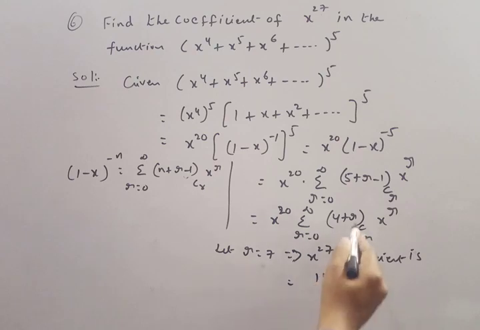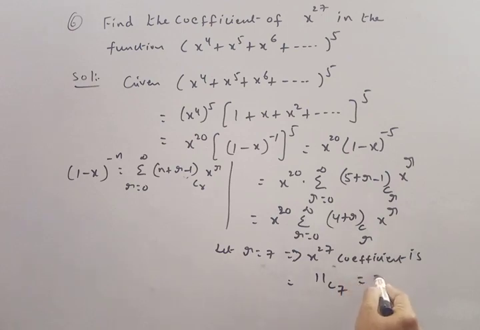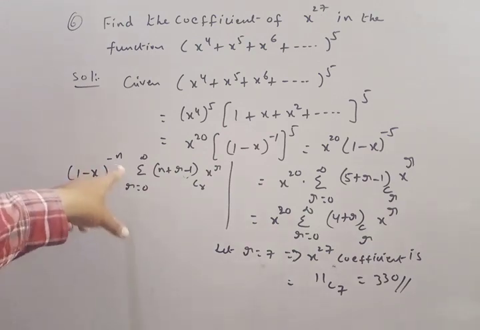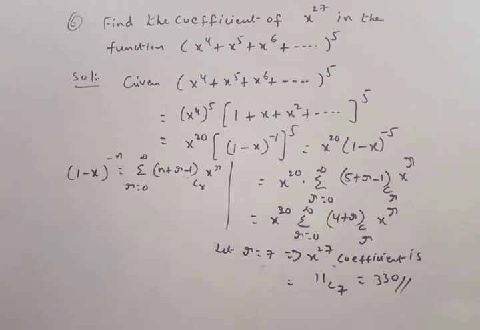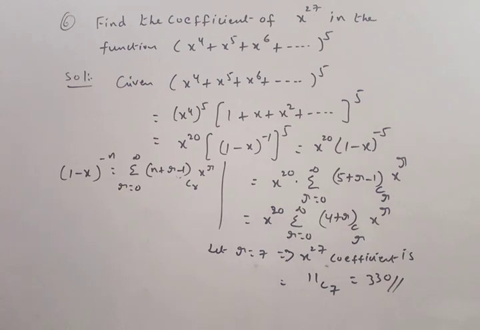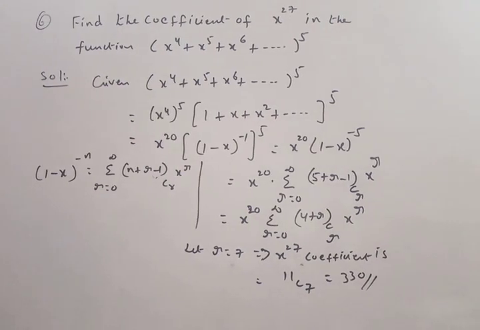So 11C7. Correct? So how much will 11C7 give you? Using a calculator we get the value 330. Understand? So it is very simple. The formula which we used is (1 minus x) whole power minus n, summation r is equal to 0 to infinity, (n plus r minus 1)Cr x power r.